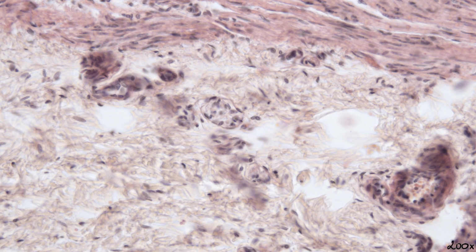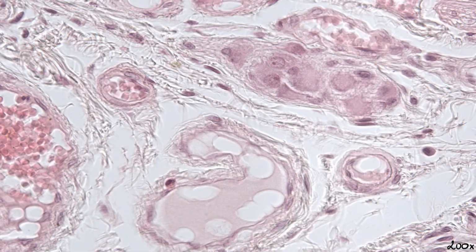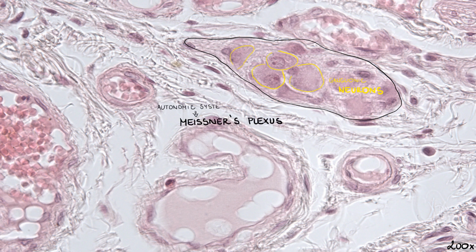We can sometimes find parts of enteric nervous system, namely nerve fibers and little ganglia. In submucosa, it's called Meissner's plexus or submucosal plexus. We can sometimes see ganglionic neurons here. Meissner's plexus is controlled by autonomic system, sympathetic and parasympathetic, which controls the amount of blood flowing to the mucosa and submucosa, as well as contractions of muscularis mucosae and secretion of glands.